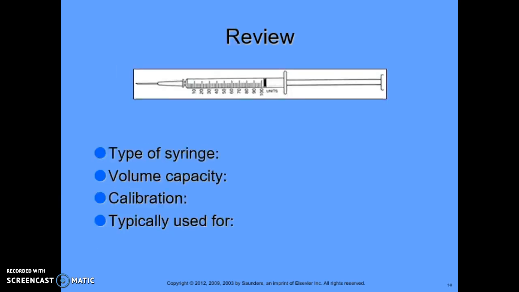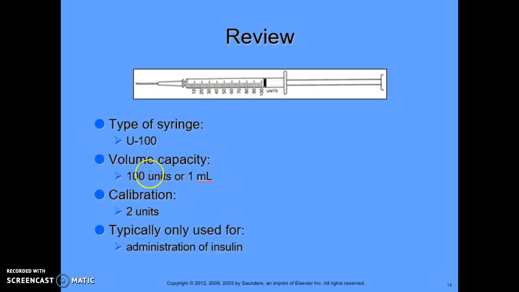Type of syringe here. That's correct. It is a 100 unit insulin syringe. The volume capacity is 100 units or 1 ml, and it's calibrated in 2-unit increments. It's typically used to administer insulin. Awesome.